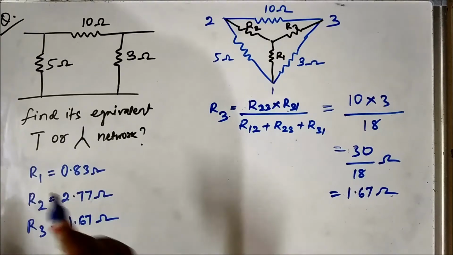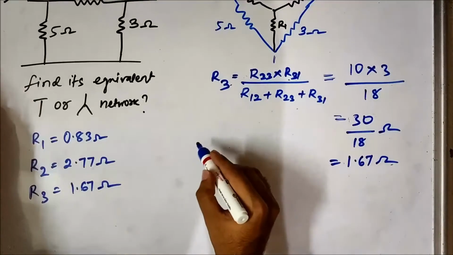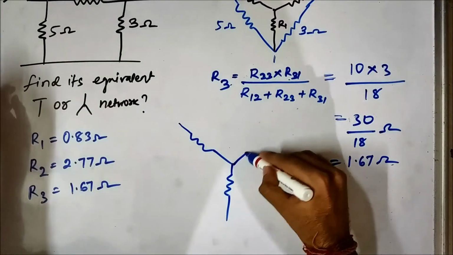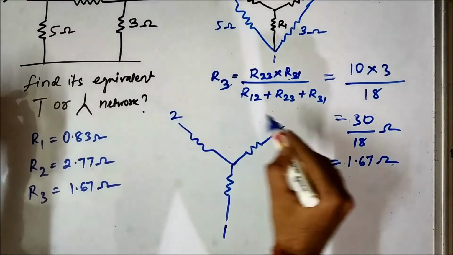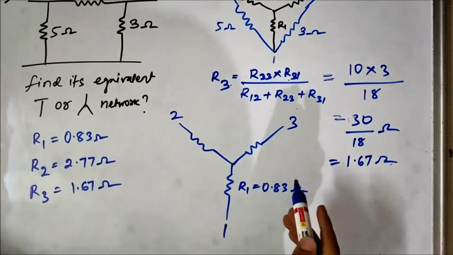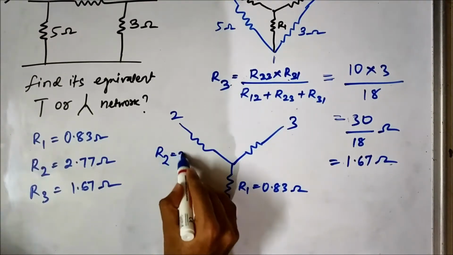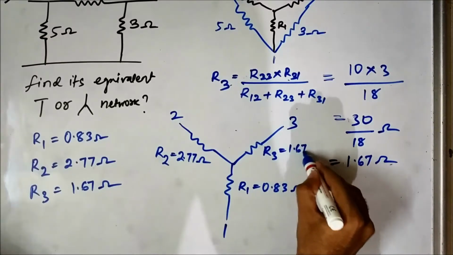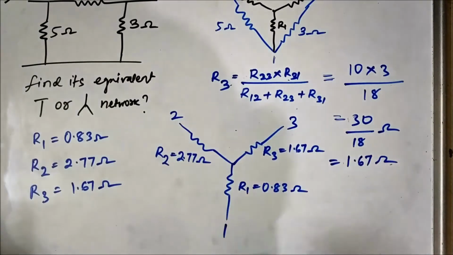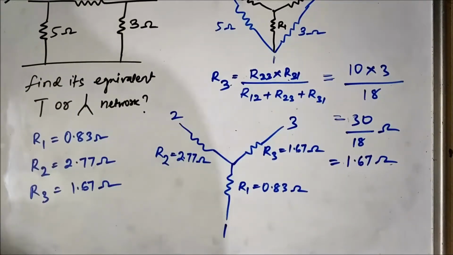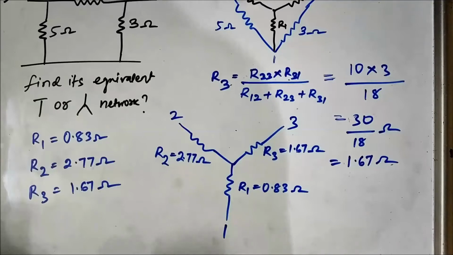So we have calculated the equivalent star shape network. It will look something like this: this is point 1, this is point 2, and this is point 3. R1 is equal to 0.83 ohm, R2 is equal to 2.77 ohm, and R3 is equal to 1.67 ohm. So this is a simple delta to star conversion, or pi to T conversion. This is how we have done it. You just have to remember the basic formula for delta to star conversion.